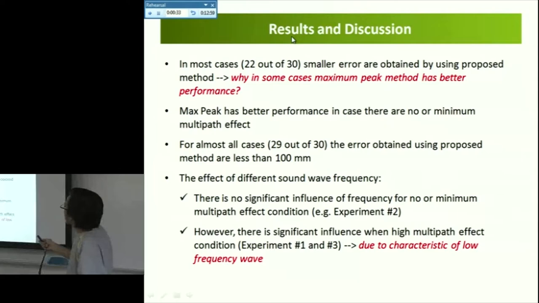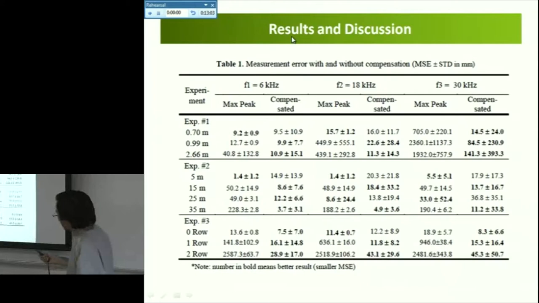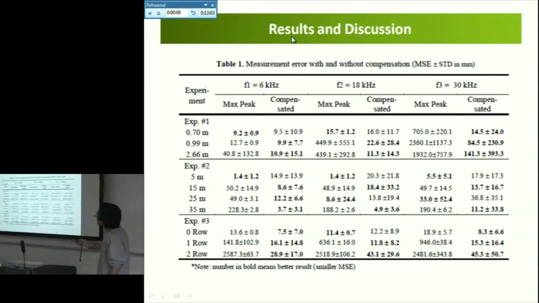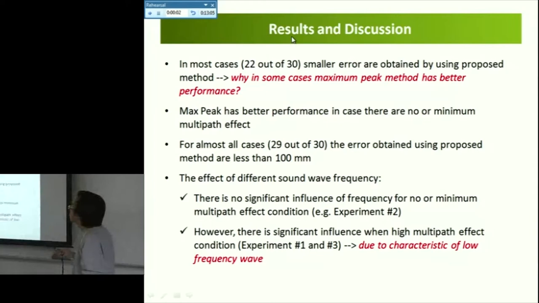For example, you can see here, this. So the bold is where I indicate the better one. For example, in this case, this one is better than this, but you can see here, compared to others, there is minimum multipath effect here, and also here. So we can see like this one. So if there is no or even minimum multipath effect, maybe this algorithm is enough. But if there is a serious multipath effect, we need to do some compensation.